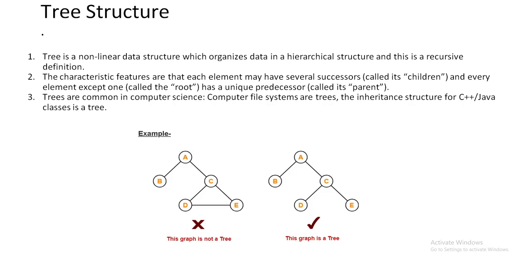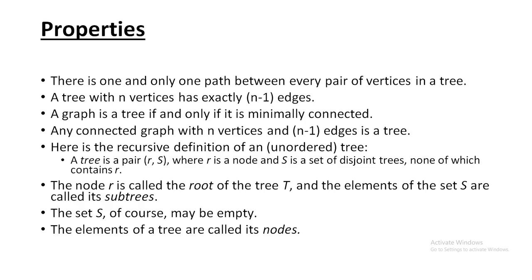So in the file system, in our Windows operating system, each and every folder is represented in the hierarchy. Within that folder we are inserting or saving any kind of file, and that can be represented from the root folder. The property of a tree data structure is that there is only one path between every pair of vertices. There are no two paths between a pair of vertices, and n vertices means exactly n minus 1 edges. A graph is a tree if and only if it is minimally connected. Any connected graph with n vertices and n minus 1 edges is a tree.